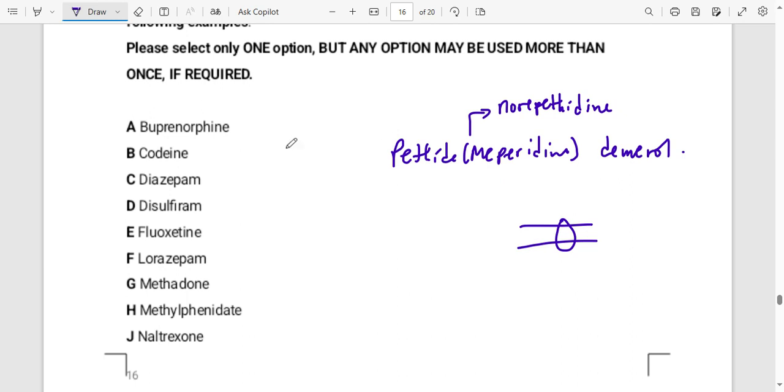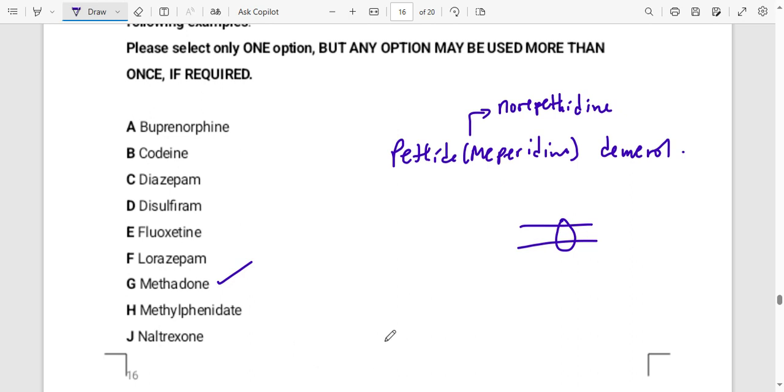Methadone. This one is given normally. It has got equal action like morphine, but leads to addiction. So it is given for those that have got opioid dependency. It is going to be substituted so that they can be treated for opioid dependence.